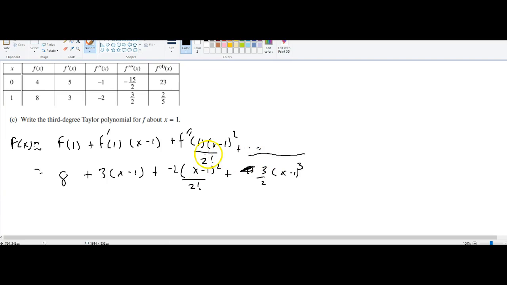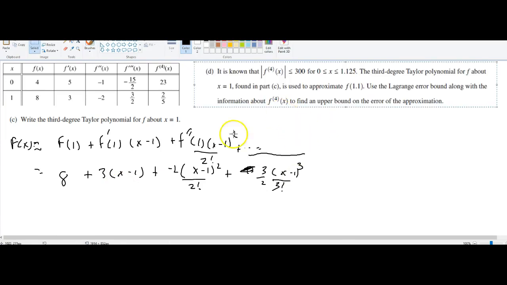Hopefully I did that right. 8, 3, negative 2, 3 halves. Oh, I found my factorial. I forgot my factorial, got head faked by my factorial. There's my factorial. All right, we're good there now.